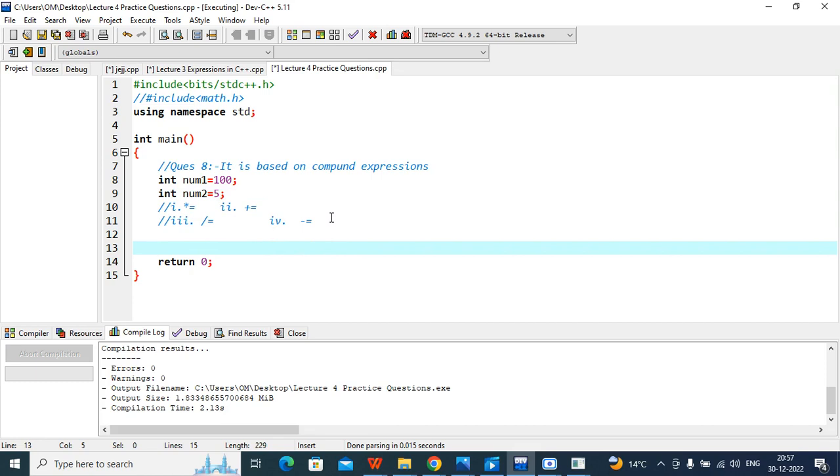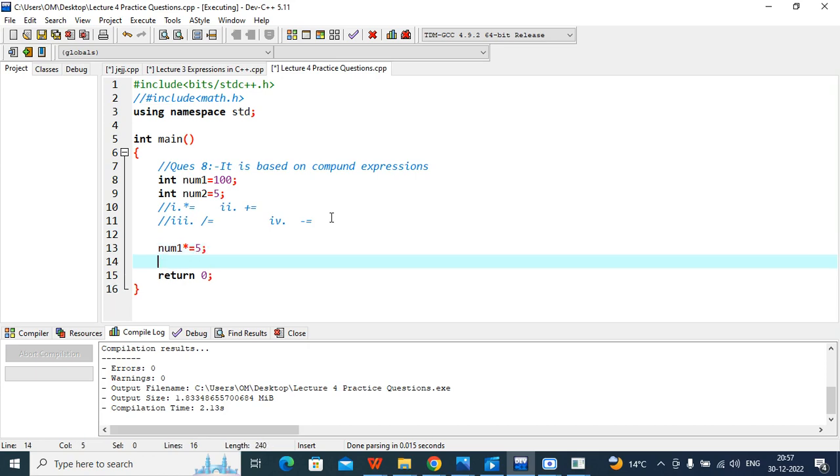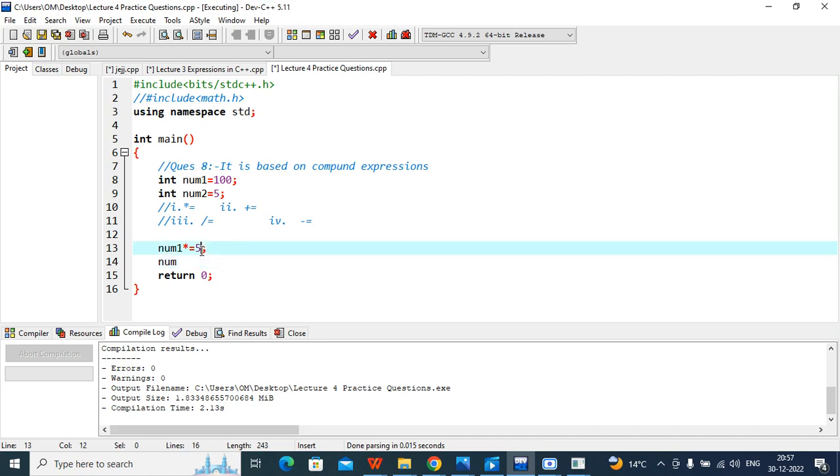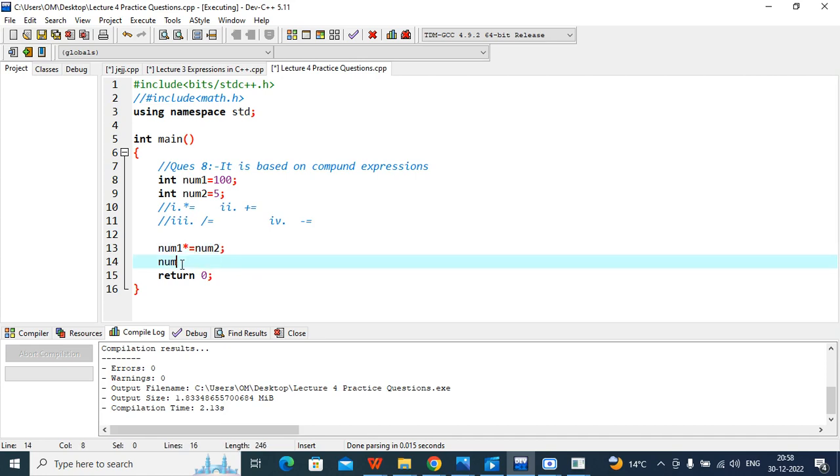So first is 100 multiply equals to 5, which gives 500. It means num1 multiply equals to num2, not 5, because num2 is a valid variable name. How will it be expanded? Num1 is equal to num1 into num2. So what will it give? Let us check. 100 into 5 is 500. It will give you 500 because num1 equals 100 into 5 equals 500.